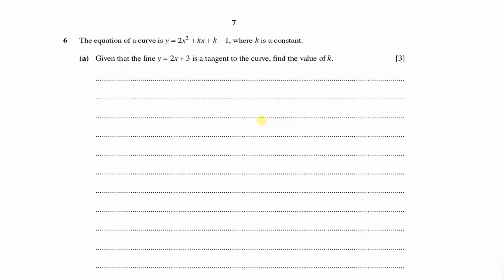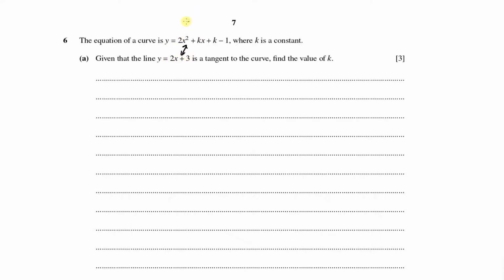Question number 6. The equation of a curve is y is equal to 2x squared plus kx plus k minus 1, where k is a constant. On A, given that the line y is equal to 2x plus 3 is a tangent to the curve, find the value of k. So we have here the equation of a curve and the equation of the tangent. Now we know that at a certain point, the tangent and the curve will meet. And this means that we are going to solve the two equations simultaneously.